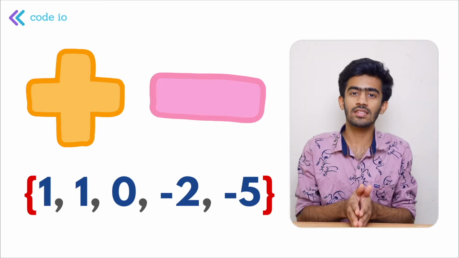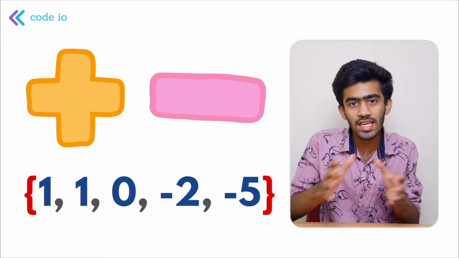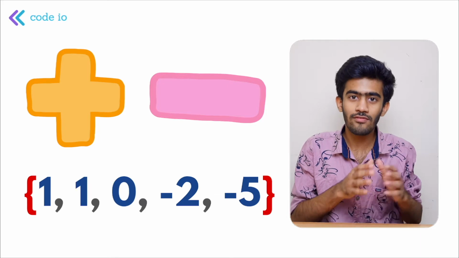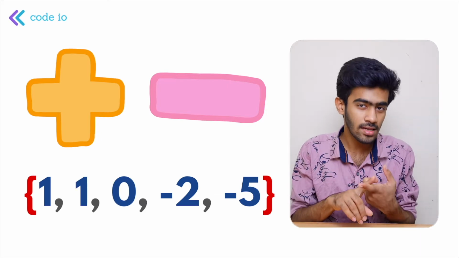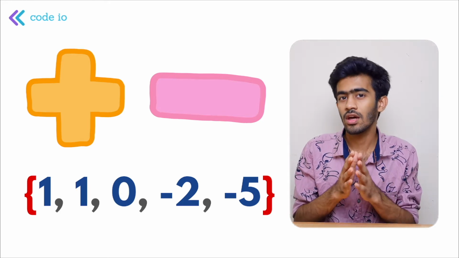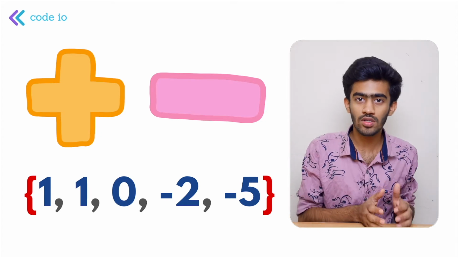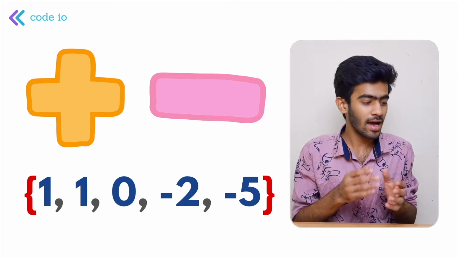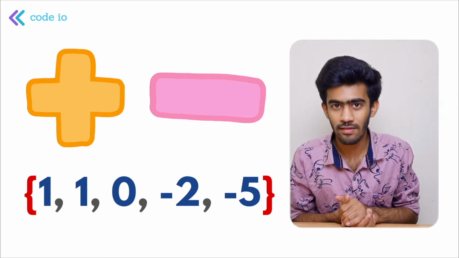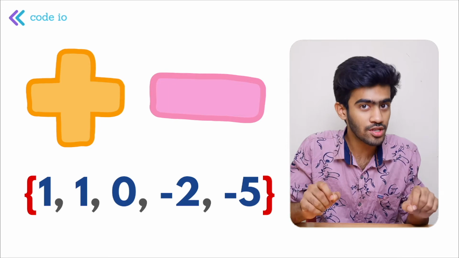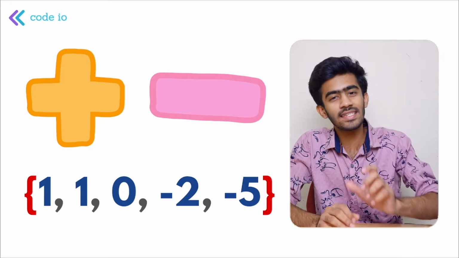Our task in this question would be to find the ratio of each of these categories. In this case we have two positive numbers, one 0 and two negative numbers, and the total number of elements is 5. So the ratio for the positive numbers would be 2 out of 5, that of 0 would be 1 out of 5, and that of negative numbers is also 2 out of 5. Our task would be to find this ratio and print its decimal number up to 6 decimal places.